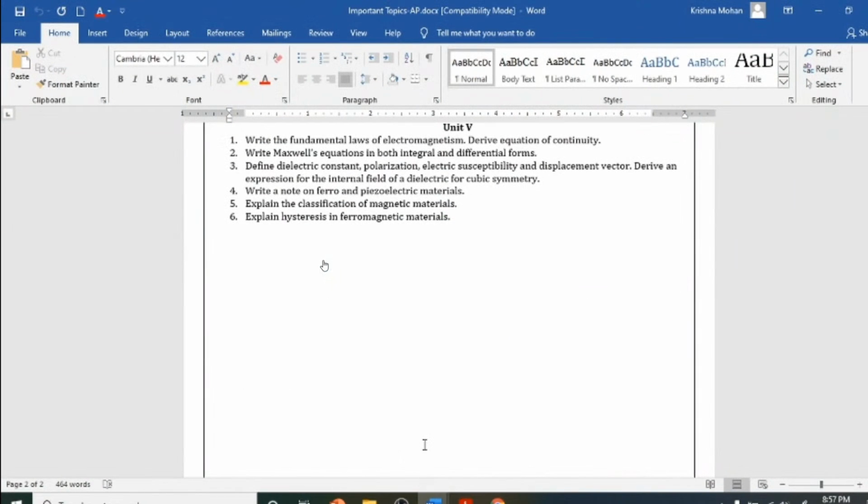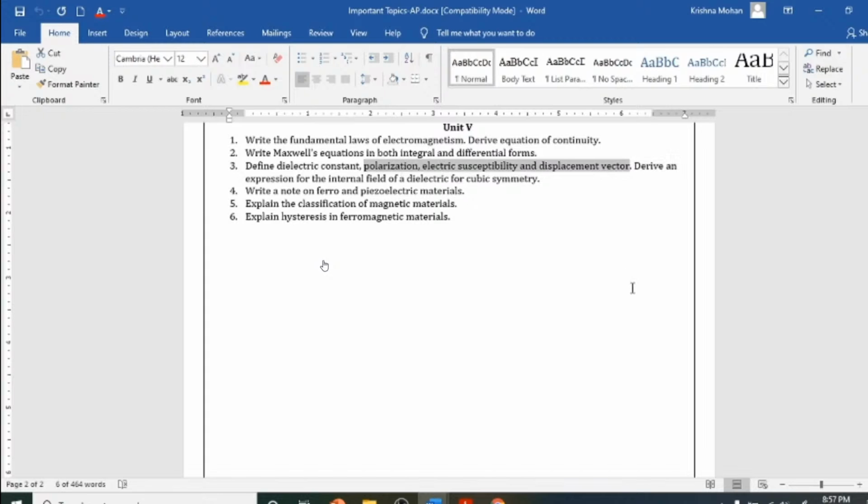The fundamental laws of electromagnetism, derive the equation of continuity, what we have seen just now. And then write Maxwell's equations in both integral and differential forms. That is also there, that I have shown to you. And then I have just told you about the definitions: dielectric constant, polarization, electric susceptibility, displacement vector and all.